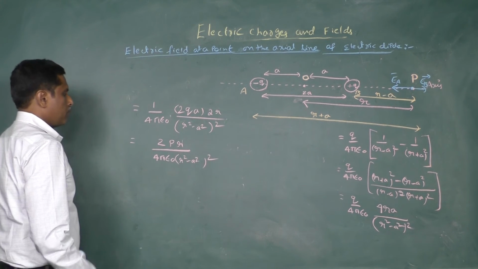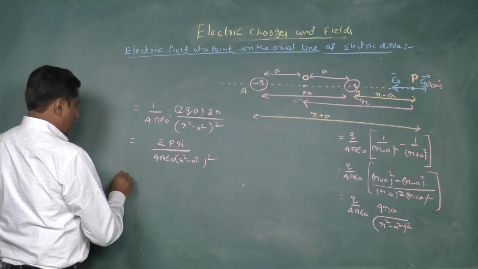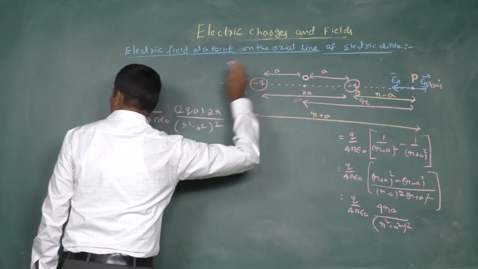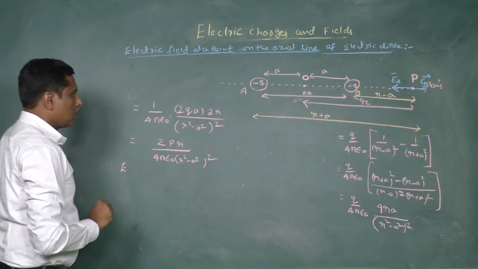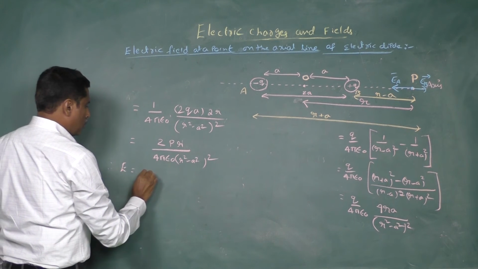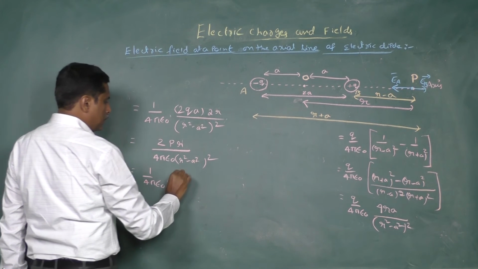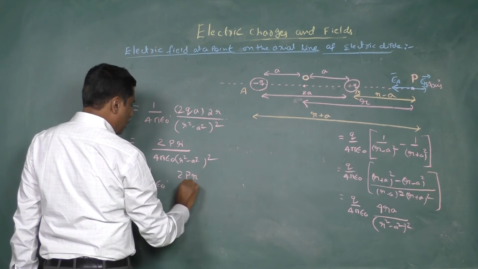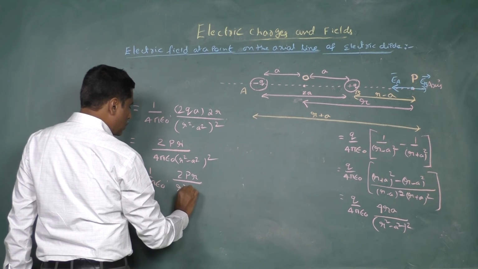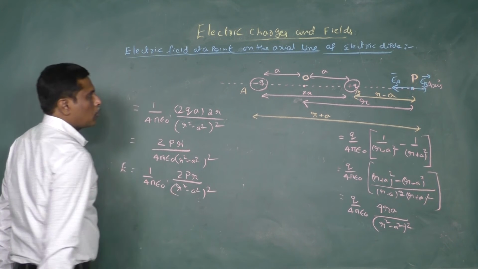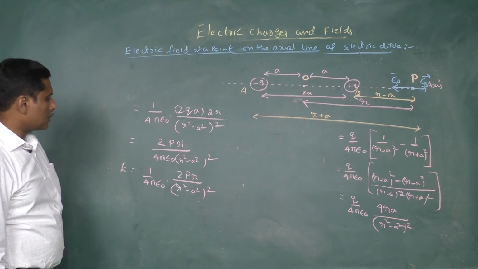Therefore, you can write 2 into P into R by 4 pi epsilon naught into (R square minus A square) whole square. Therefore, the electric field at a point on the axis of the electric dipole E is equal to 1 by 4 pi epsilon naught into 2P into R by (R square minus A square) whole square.